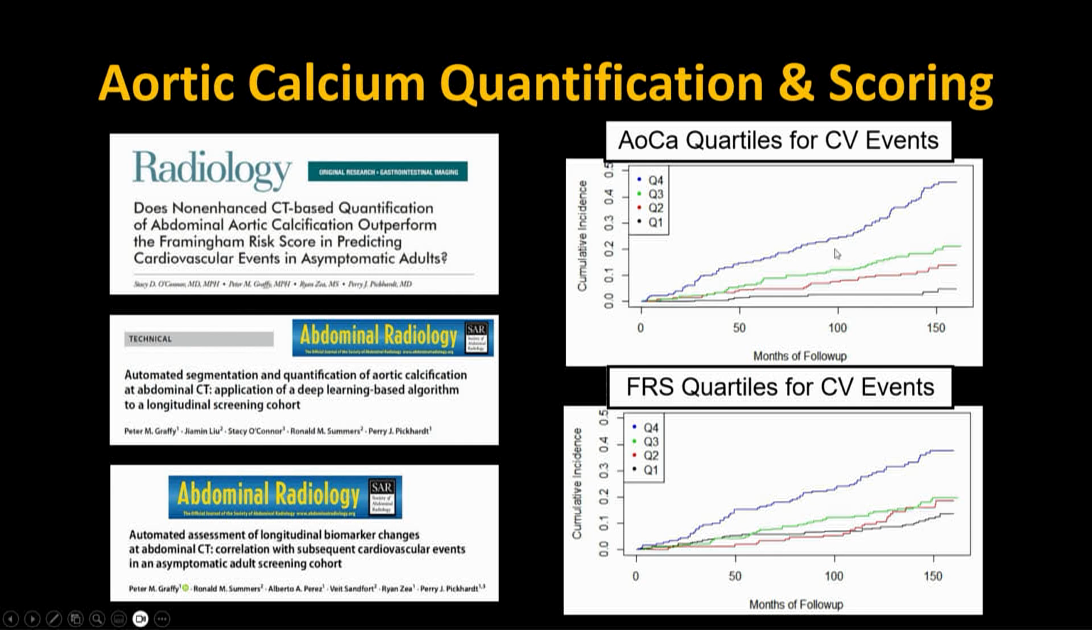By quartile, you can see if you have the higher quartile of aortic calcification, your risk for future cardiovascular event or death is clearly separated out from the other quartiles. And you can see there's much better separation than the Framingham risk score, which is a very complex multivariate measure that in the end has more confusion to it than this single, now automated measure. I mean, it was semi-automated at that time.